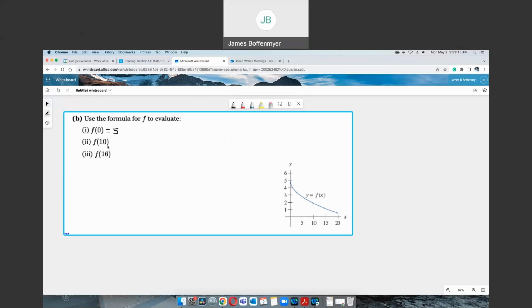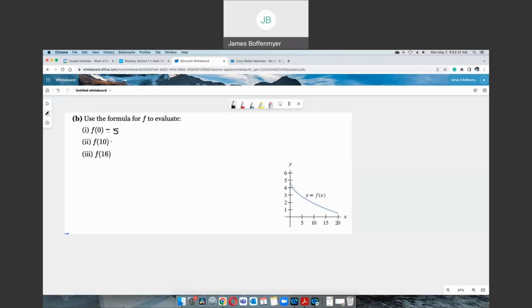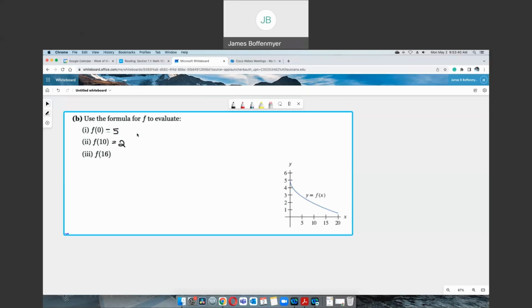Now let's do the same process for f of 10. You have to ask yourself this question: when my x value is 10, where is my y value? Where does my blue line fall? My blue line, when my x value is 10, is about right here. So that means my y value would be 2. Then same process, when my x value is 16, where is my blue line? It's about in the ballpark of right here. So that means your y value would be 1 in that ballpark.